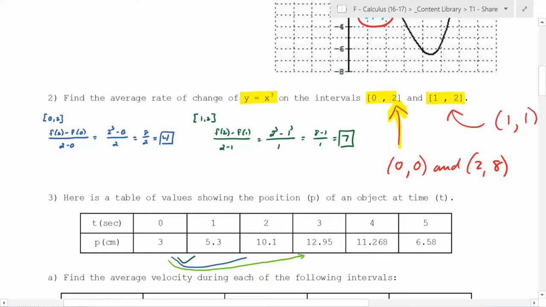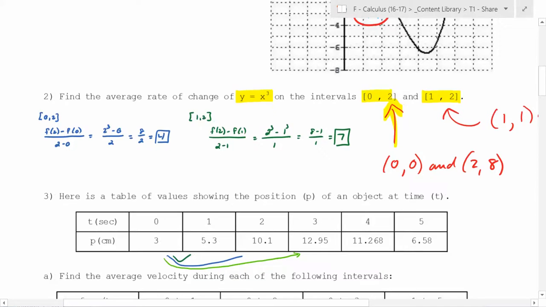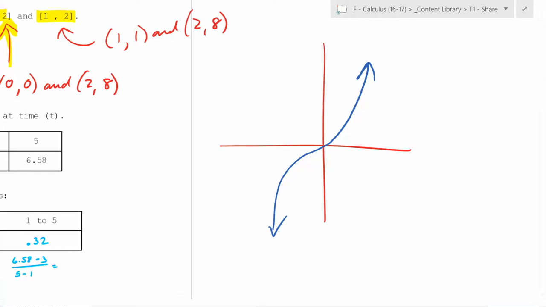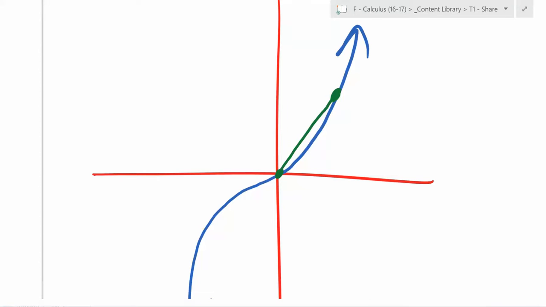So here's the thing. If you're looking at x cubed, what does x cubed look like, everybody? What's the shape? Use your hands. Everybody use your hand. It goes up, kind of like this, right? So if you're doing the average rate of change from 0 to 2, here's from 0 to 2. But then if they ask you from 1 to 2, let's zoom in a little bit here. Is it going to be steeper or shallower?